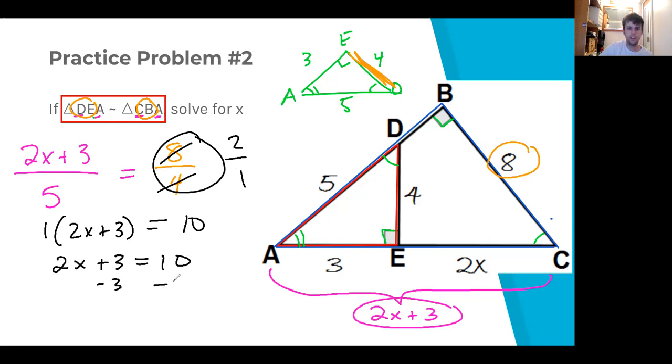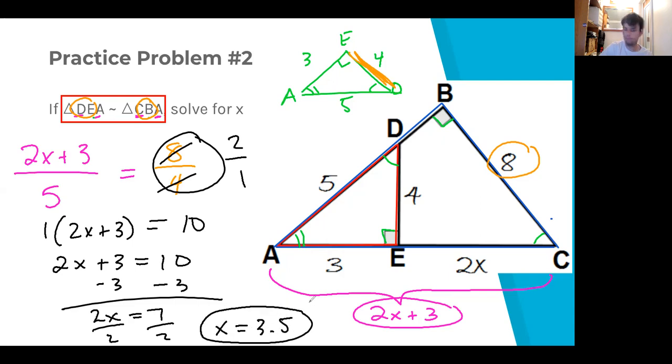We'll subtract 3. We get 2x equals 7. Divide by 2. Divide by 2. We get x equals 3.5. Easy enough, 3.5. So that's all we had to do. Again, we could use that value of x to kind of plug it in here and find some stuff out, but we're just solving for x.